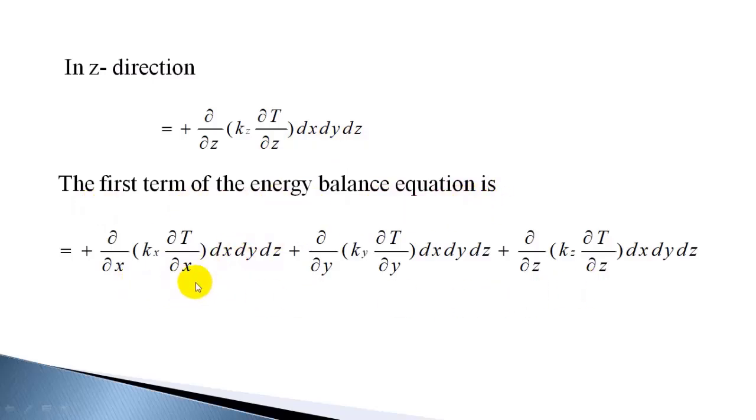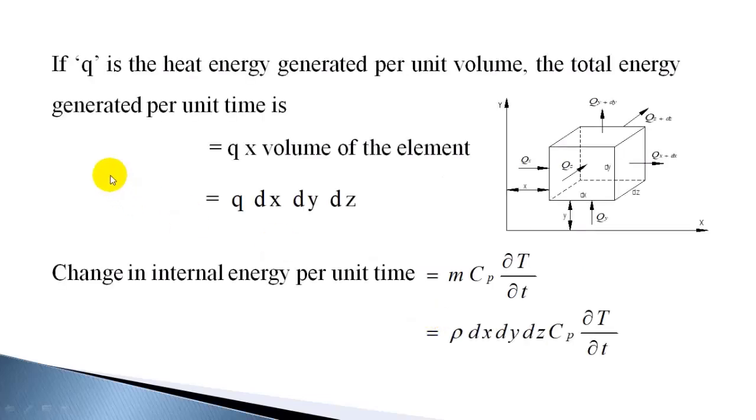So this is net heat flow as a result of heat flow in x direction, net heat flow as a result of heat flow in y direction, and net heat flow as a result of heat flow in z direction. Adding all the three, you will get the first term, that is net heat flow into the element as a result of heat flow in all the three directions. So the first term is calculated. Let us move on to the next term.